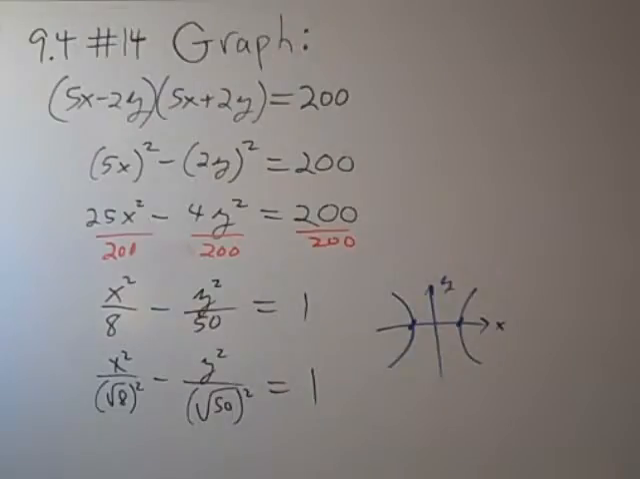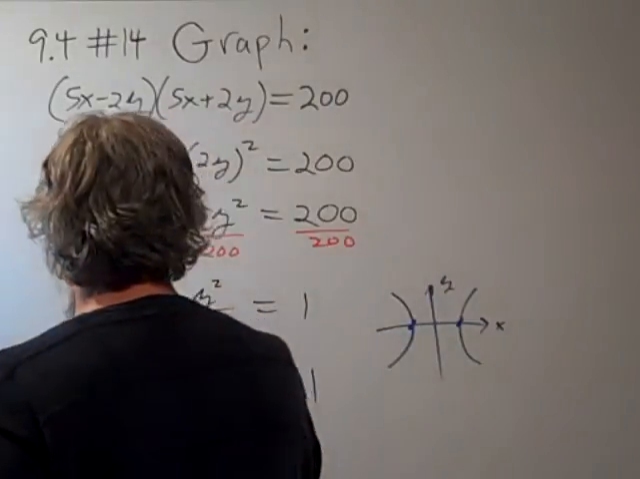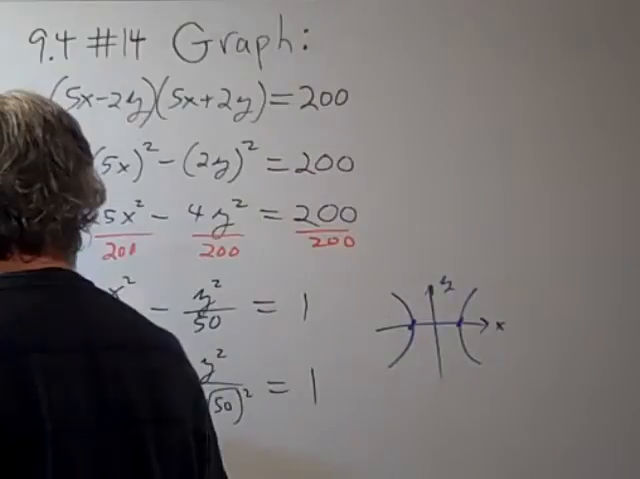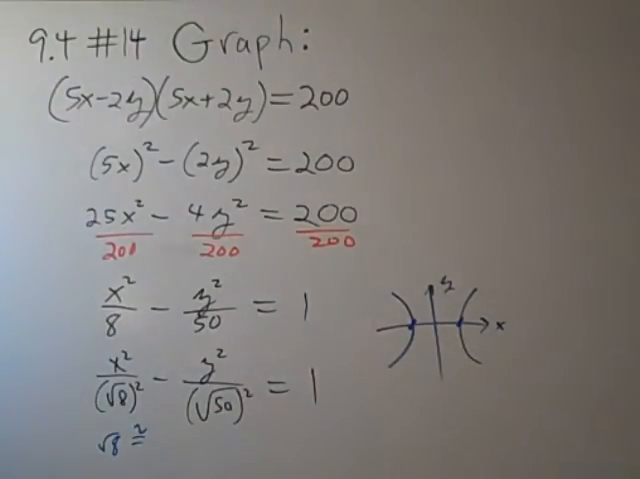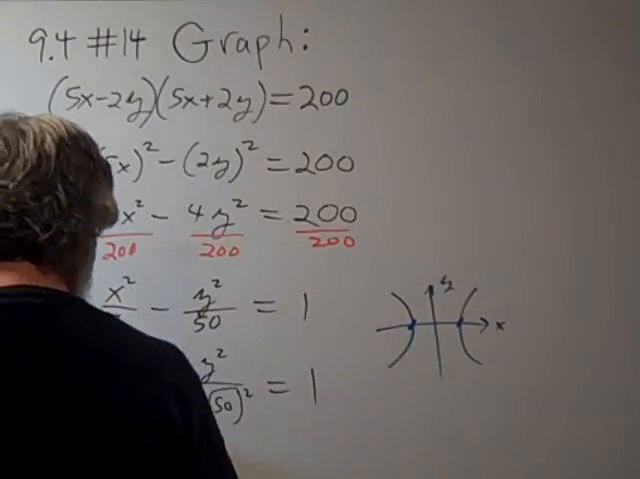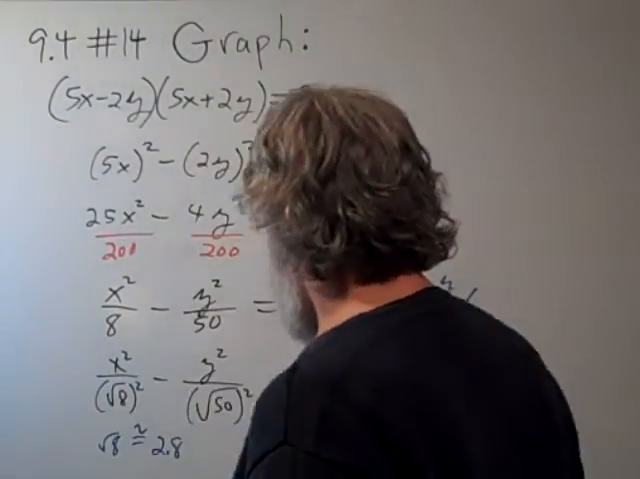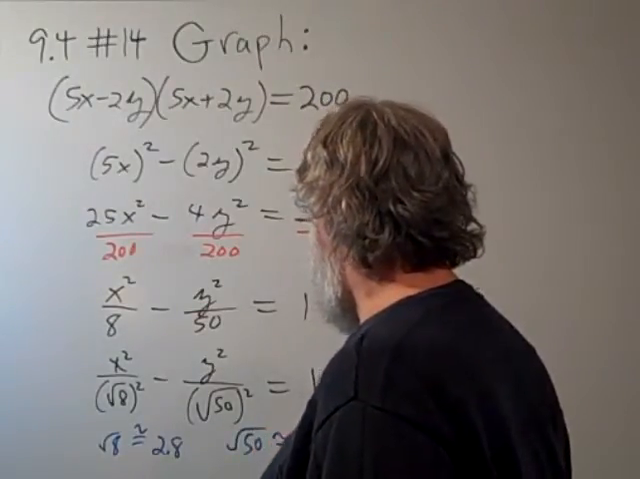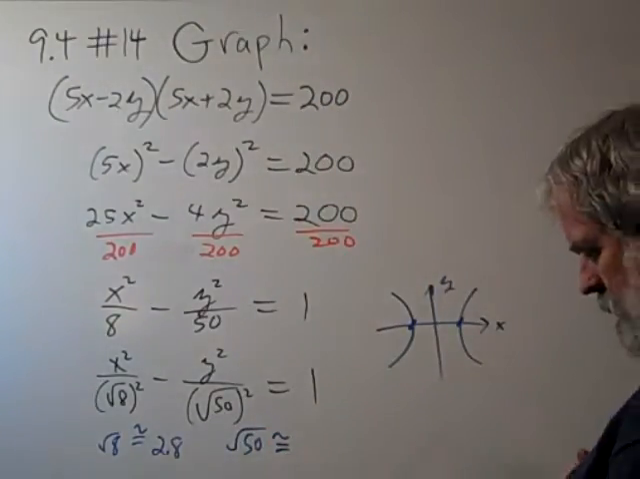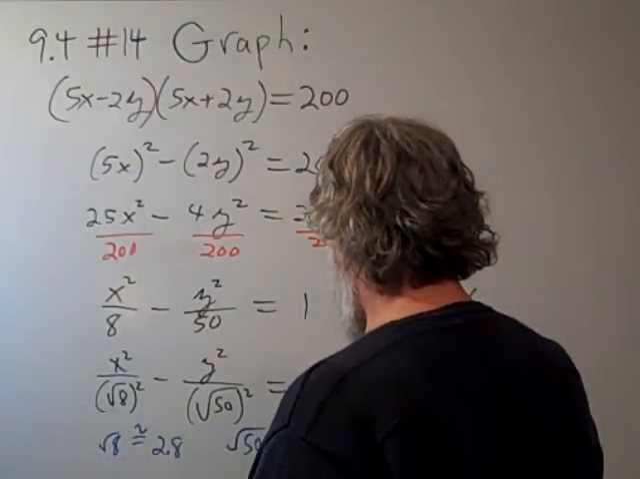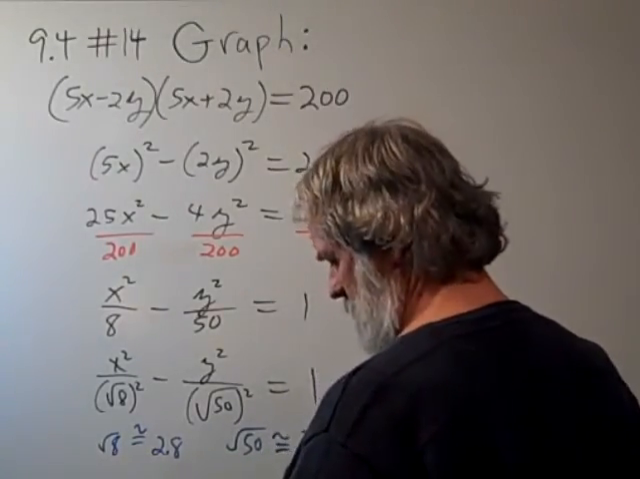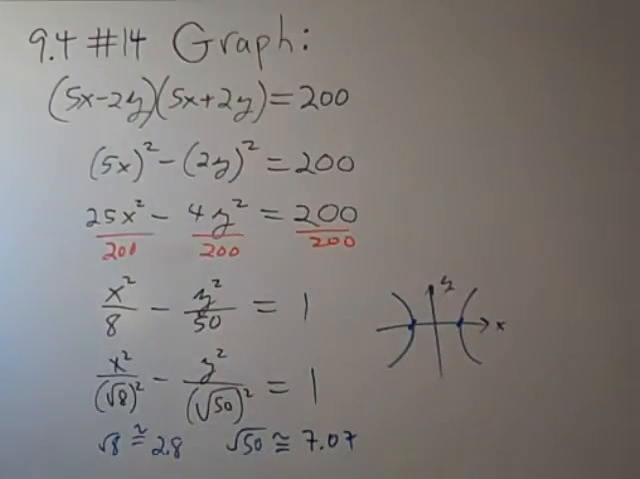But we need to calculate the square root of 8 and the square root of 50. We need to know approximate numerical values for them. So the square root of 8 is about 2.8, and the square root of 50 is about 7.07. So in any case, we can now draw the box with the diagonals that'll help us graph our hyperbola.